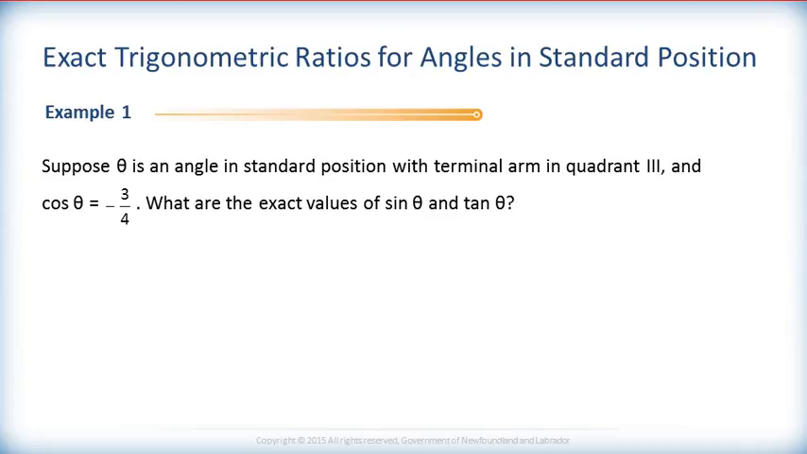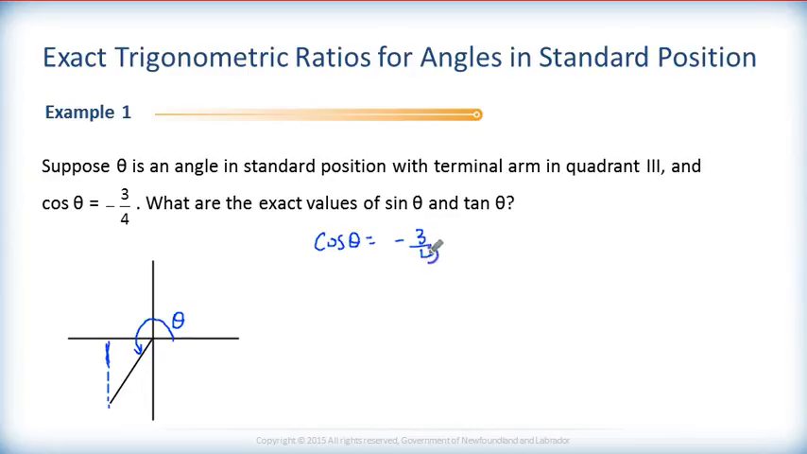We begin by sketching a set of axes very quickly like this. Place a terminal arm, just a rough guesstimate as I call it, remembering we're rotating from standard position, and we drop our perpendicular to the x-axis. The cosine of theta, we're told, is -3/4, which is x value divided by r value. So our x value must be 3, r value must be 4.